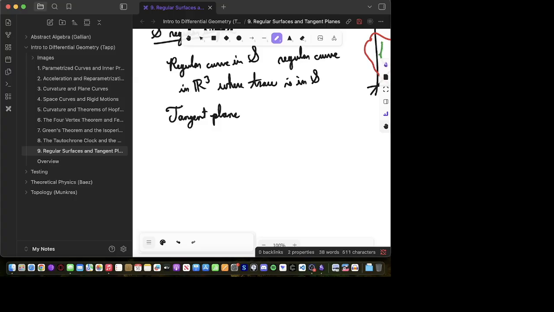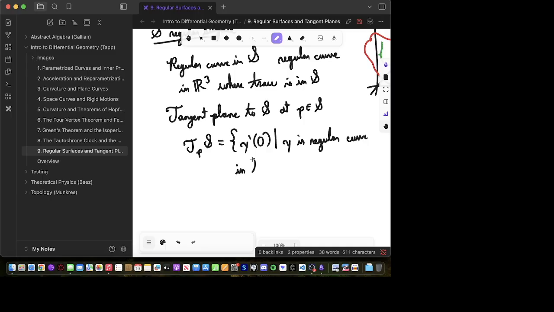Now the tangent plane to S at some point is the set of gamma prime of 0, where gamma is a regular curve in S, where gamma of 0 equals P.